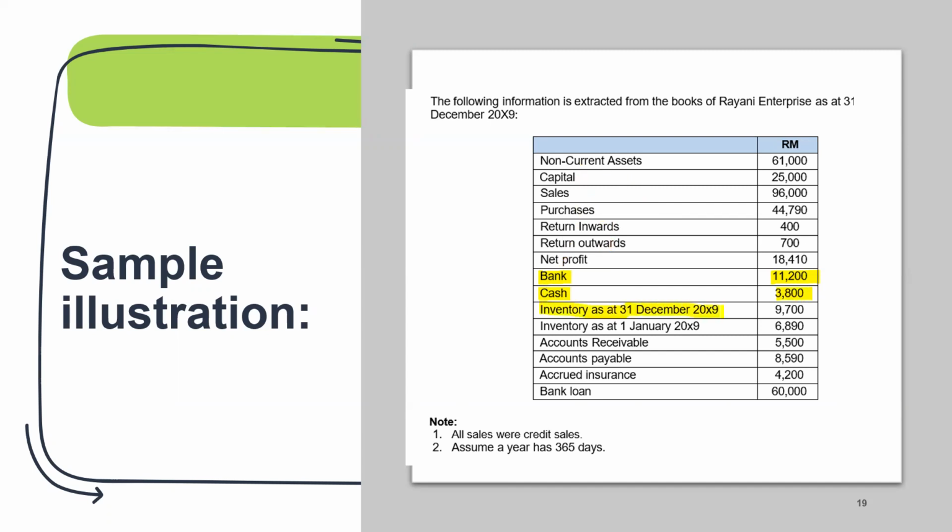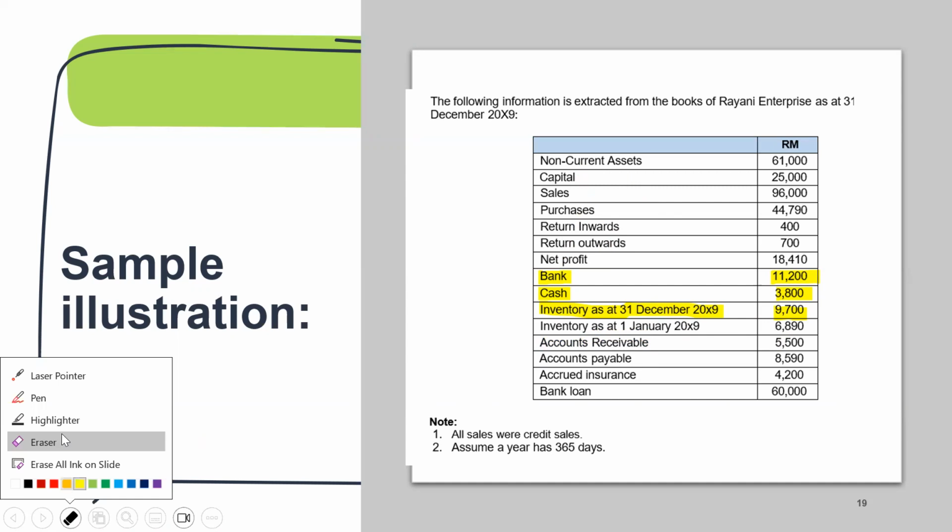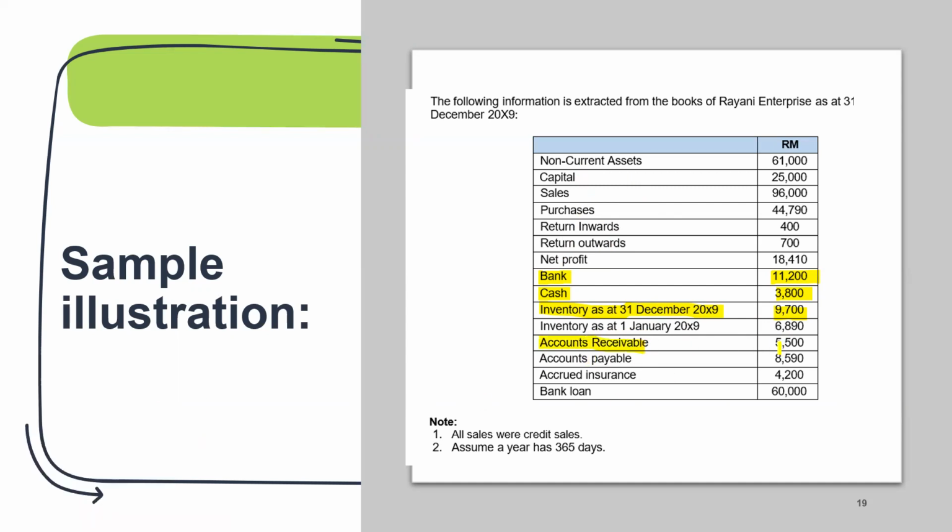closing inventories, that is inventories as at 31st December 2009, 9,700, accounts receivable, 9,000, and 5,500, and that's all. So overall, we have four current assets, and for current liabilities, we have accounts payable 8,590 and accrued insurance 4,200. So now, let us check the answer together.